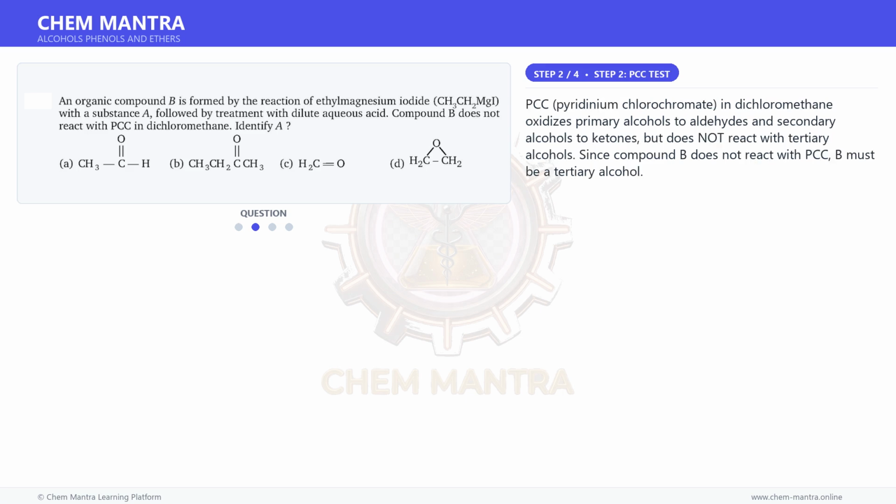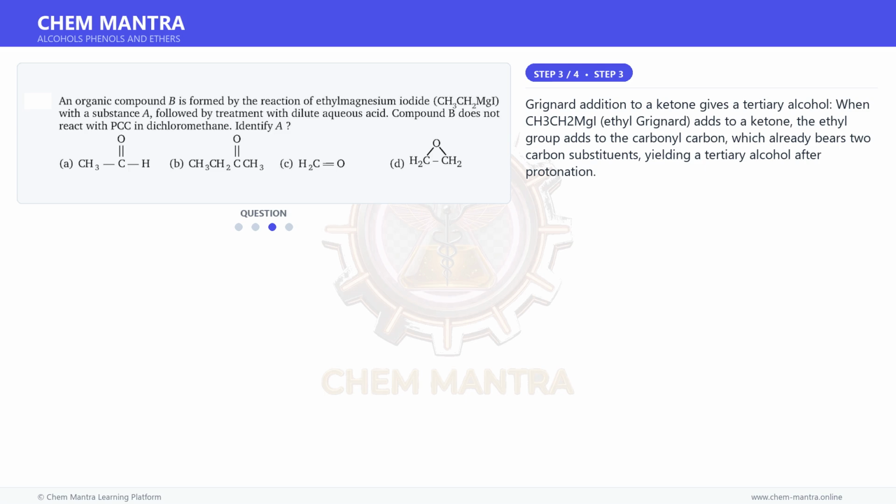Moving on to the next step. PCC, pyridinium chlorochromate, in dichloromethane oxidizes primary alcohols to aldehydes and secondary alcohols to ketones, but does not react with tertiary alcohols. Since compound B does not react with PCC, B must be a tertiary alcohol.